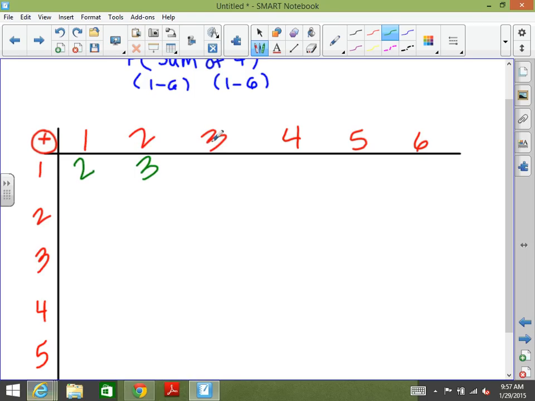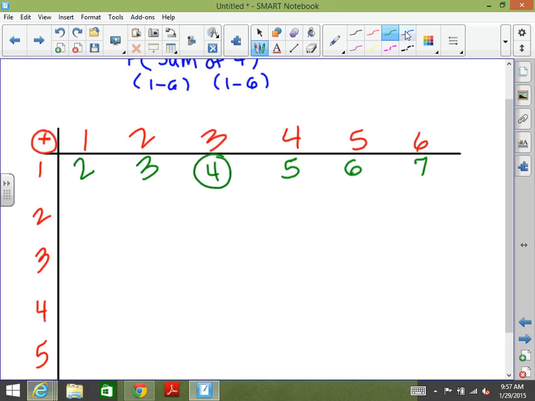3. If I roll a 3 on the first cube and a 1 on the second cube, I get a 4. Bingo, we're looking for 4s. Let's go ahead and circle it. If I roll a 4 on the first cube and a 1 on the second cube, I get a 5. If I roll a 5 and a 1, I get a 6. If I roll a 6 on the first cube and a 1 on the second cube, I get a 7. Okay, so far I've only gotten one 4.